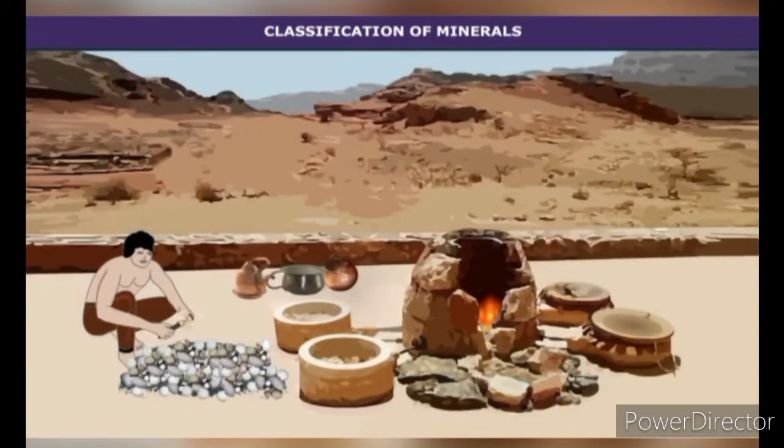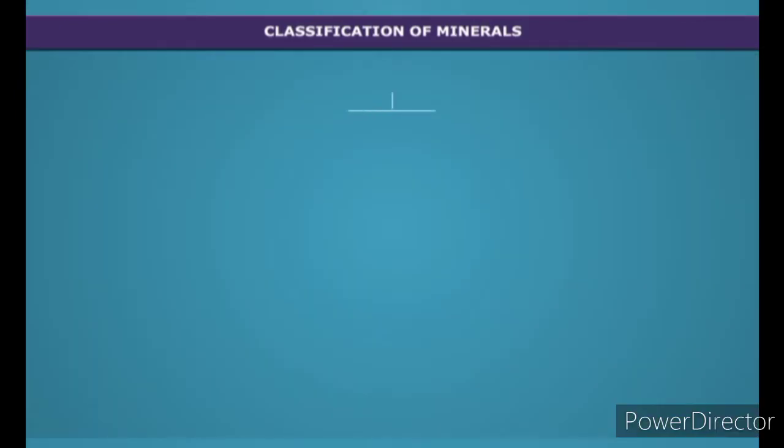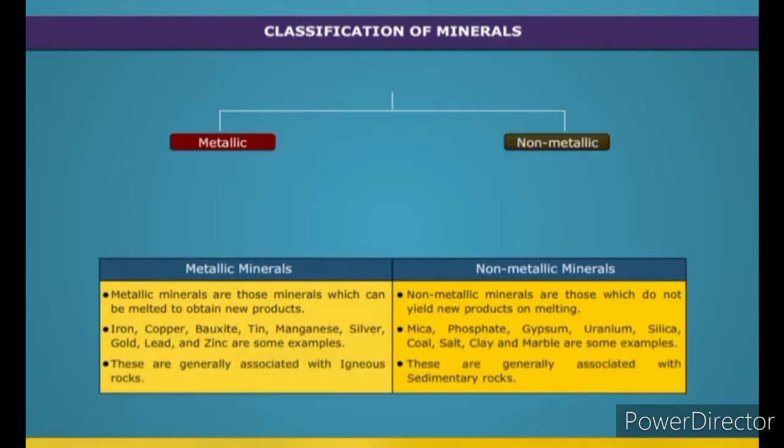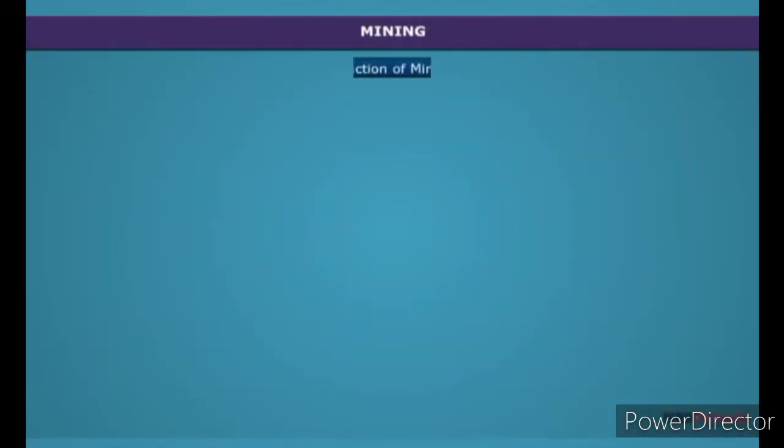Ductility means the ability of a material to be stretched without being weakened. Based on ductility, minerals are classified into metallic and non-metallic. Then metallic minerals can be further divided into ferrous and non-ferrous metallic minerals.